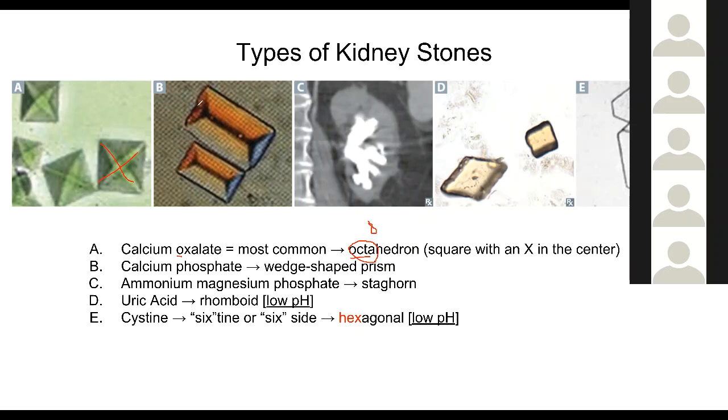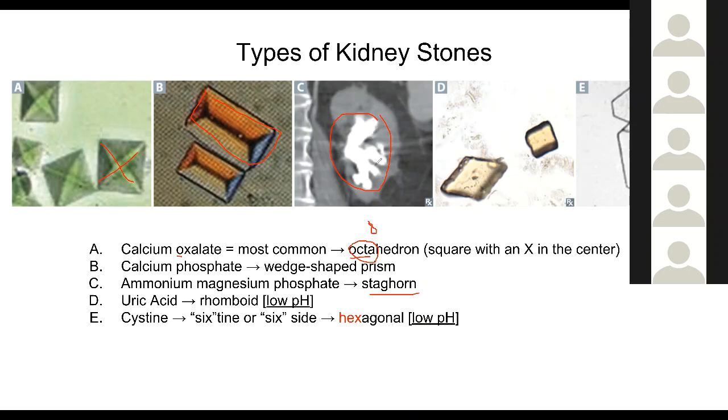Sometimes they call it a coffin lid. And the most important one is probably the staghorn. This is a staghorn. And the reason why we call it a staghorn is when you think of the deer, it has antlers on top, so it looks like a staghorn, so that's why they call it staghorn. And this one is absolutely important. You have to know this one.